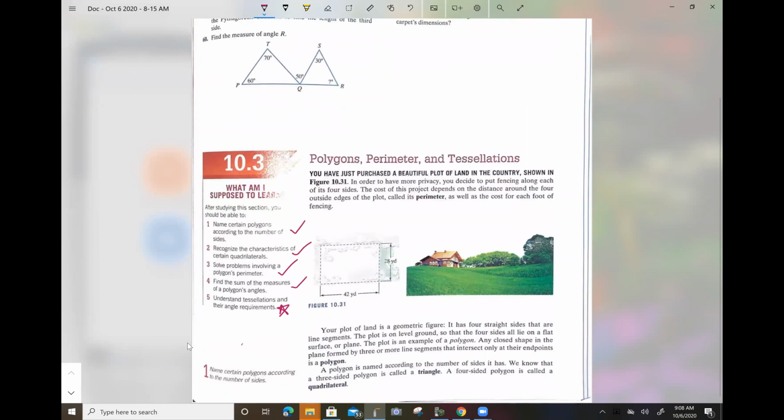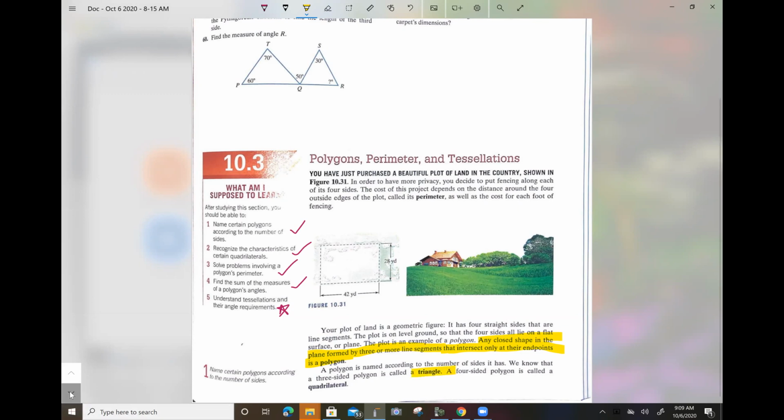Look at this pretty picture of somebody's plot of land. What does it want us to talk about? The plot is an example of a polygon. A polygon, this is an important piece that we're going to know. Any closed shape in the plane formed by 3 or more line segments that intersect only at their endpoints is a polygon. Okay, we know a 3-sided polygon is called a triangle.